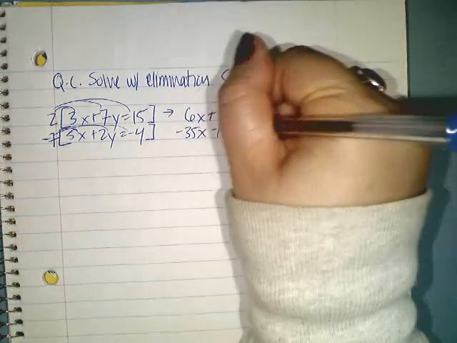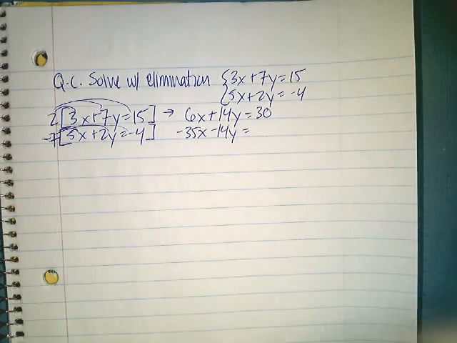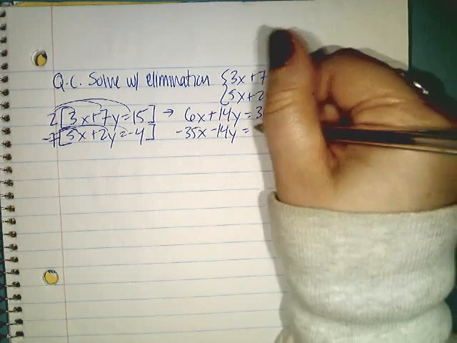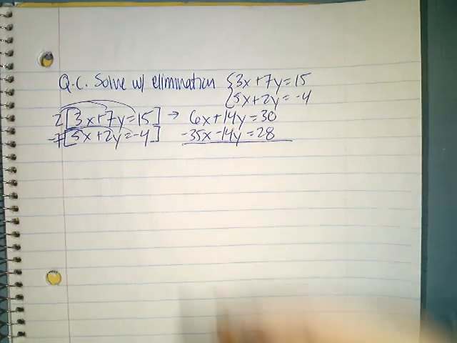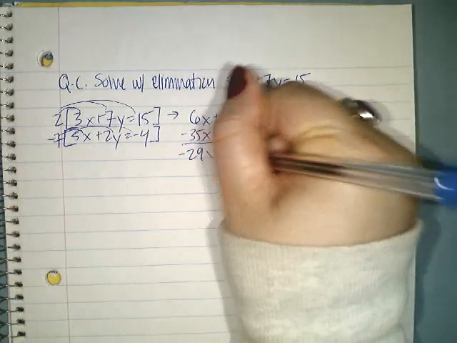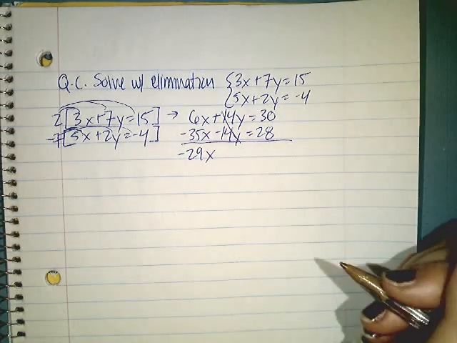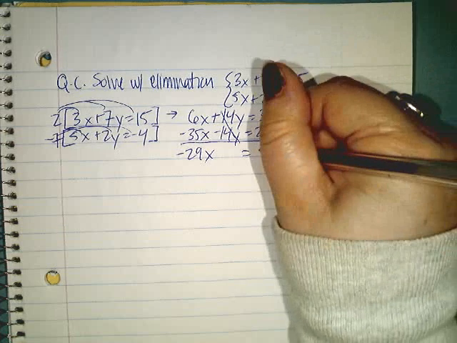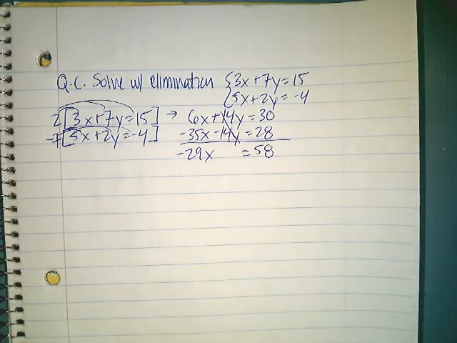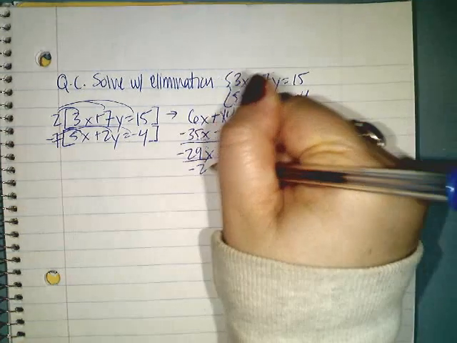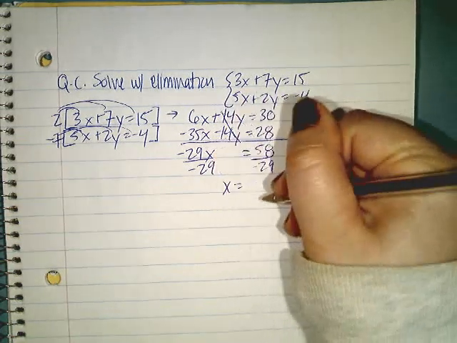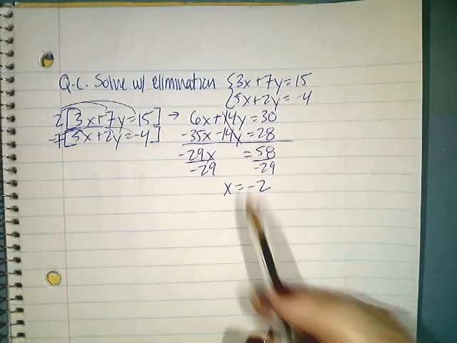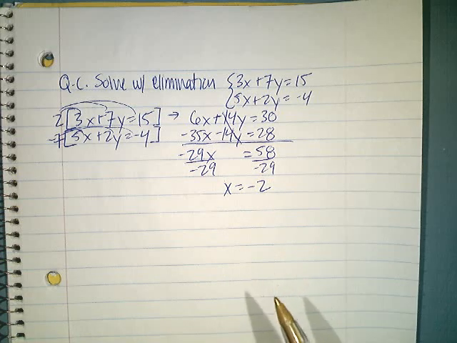minus 14y equals +28. I'm going to add these straight down, and I end up with -29x. 14 and 14 are additive inverses, they cancel, equals 58. If I divide both sides by -29, I actually end up getting x equals -2. So 58 divided by -29 is actually -2.